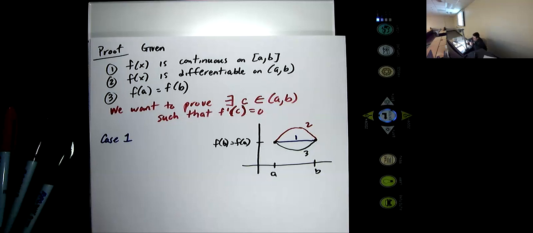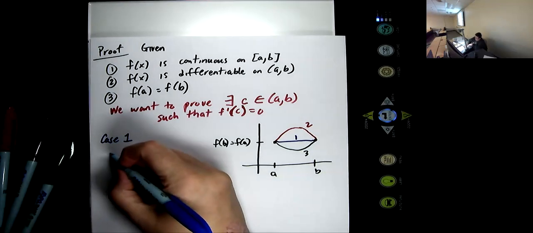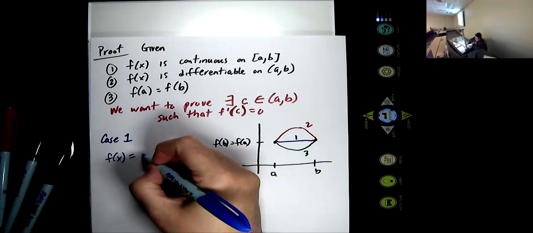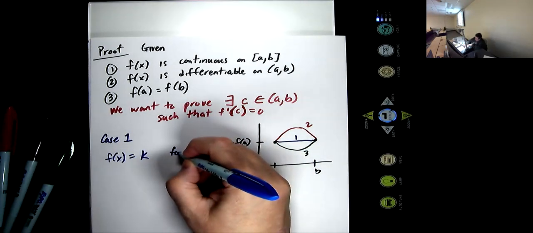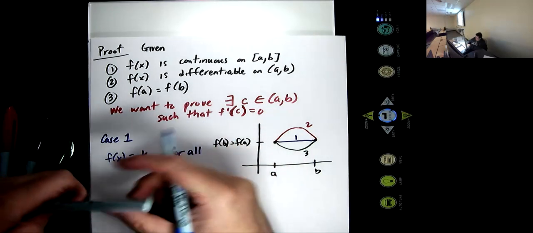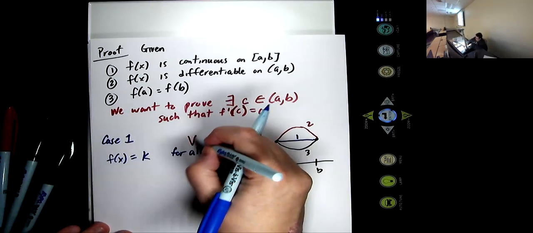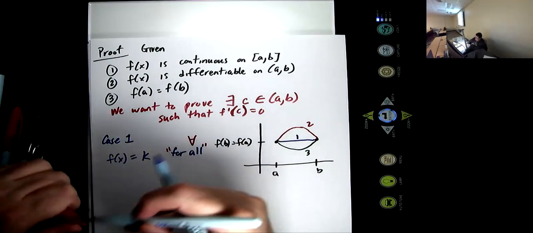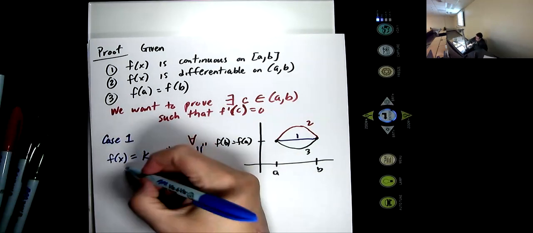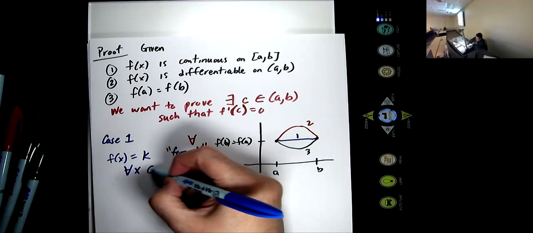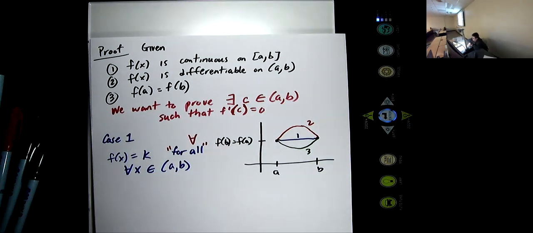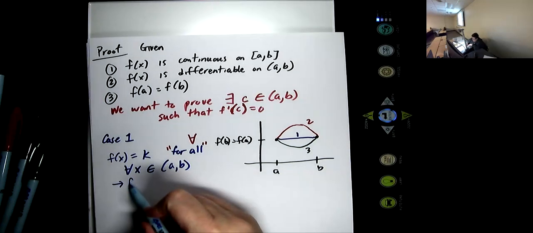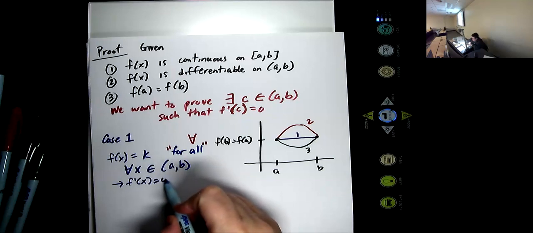So case 1, f of x equals a constant for all x in (a, b). And this is a freebie. The derivative of a constant is 0.